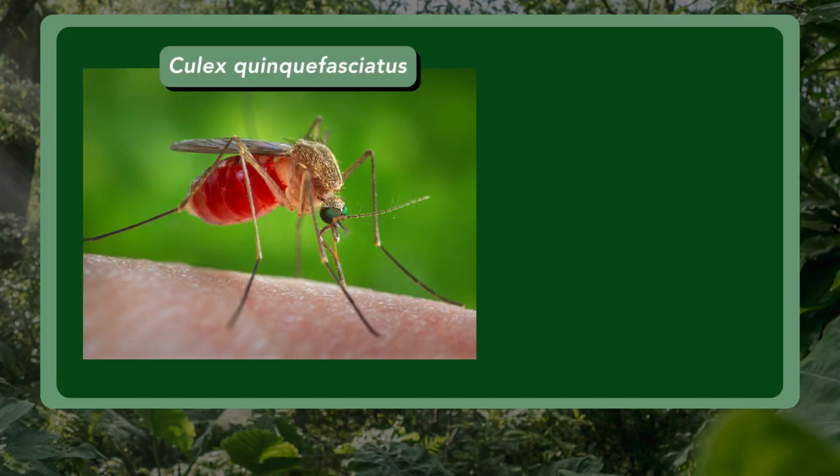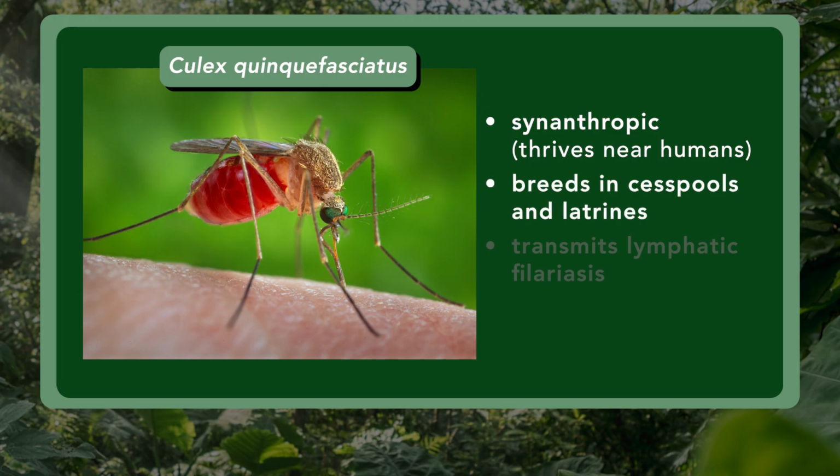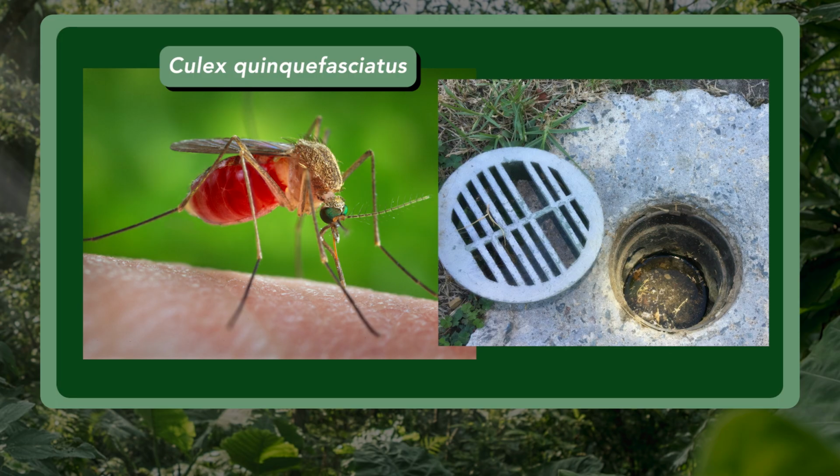Now I want to drill down and talk about one species of mosquito in particular, Culex quinquefasciatus. It's a fascinating mosquito. It's synanthropic, meaning it likes to live near human habitations because it is really good at breeding in cesspools and latrines, which is disgusting but true and part of why they do so well in the presence of humans. This is one of the main vectors of lymphatic filariasis, and it exists across a broad swath of the world. These guys can breed in sewers and other gross, wet locations that are really hard to treat.